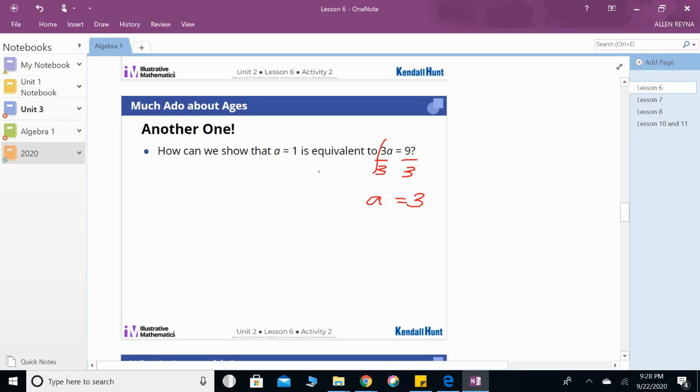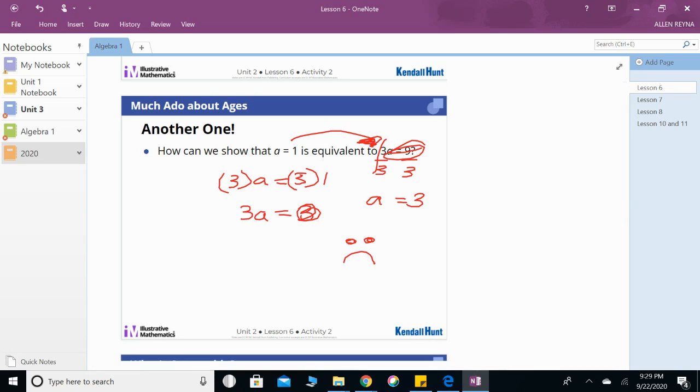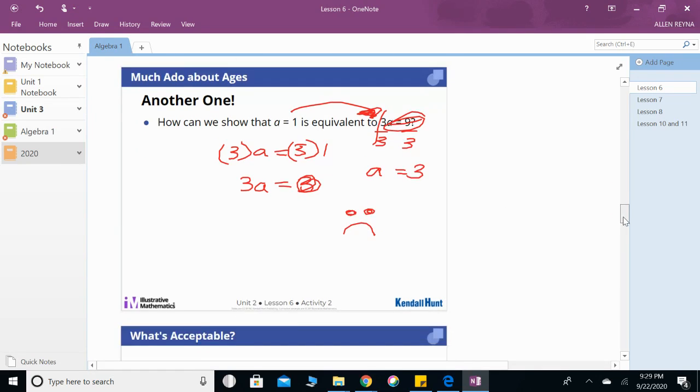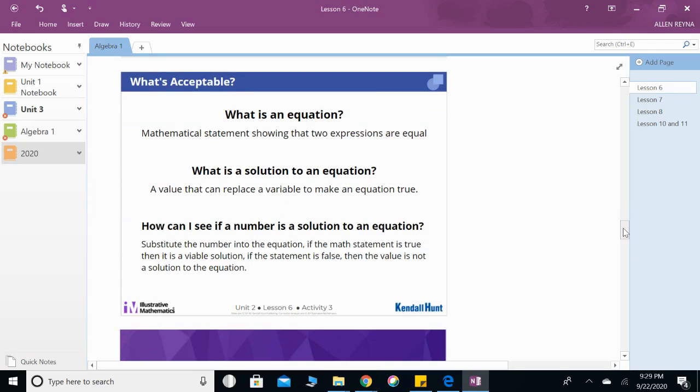No. The other thing I could try to do is I can multiply this side to try to make it look like the other one. So let's try that. Let's multiply by 3. So we're going to multiply 3 on the left, and we're going to multiply 3 on the right. So 3 times a is 3a. Looking good so far. Then we're going to do 3 times 1. Oh, that's not 9. Oh, now we're sad. They're not the same. So these ones are not equivalent.